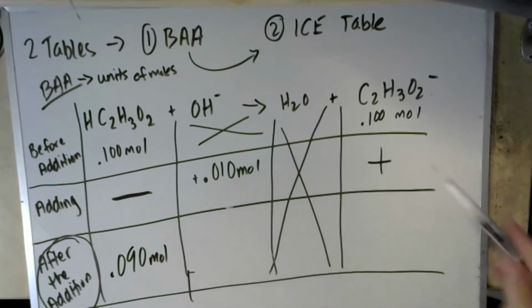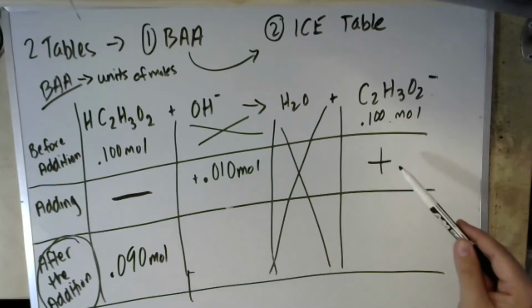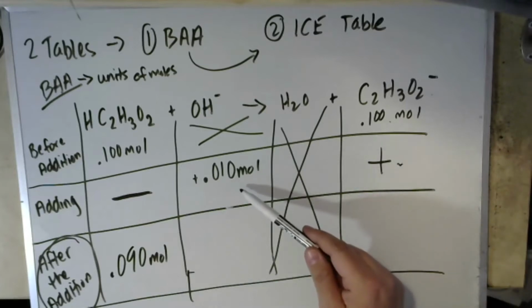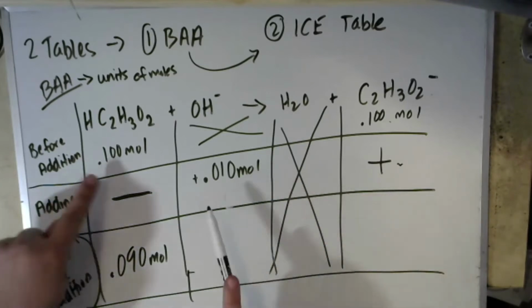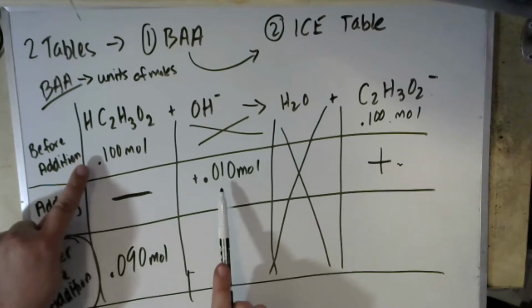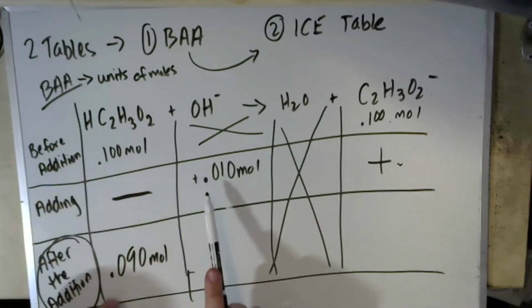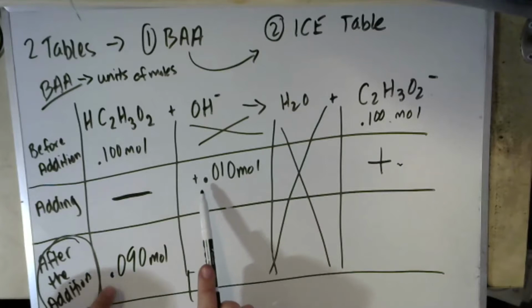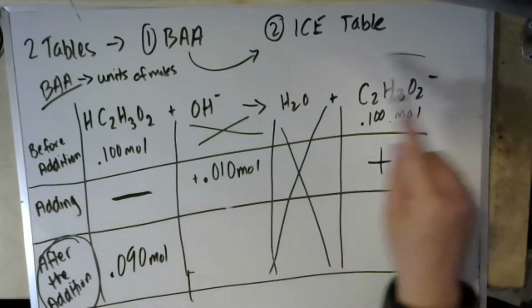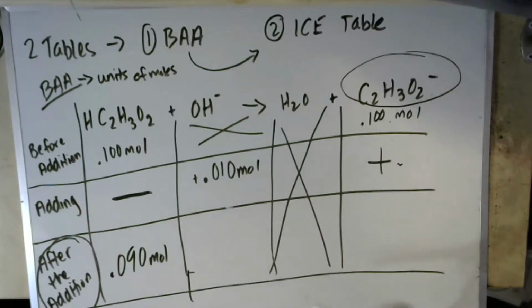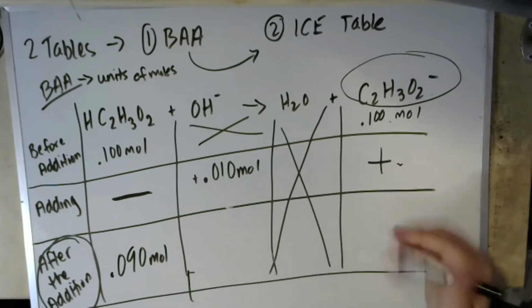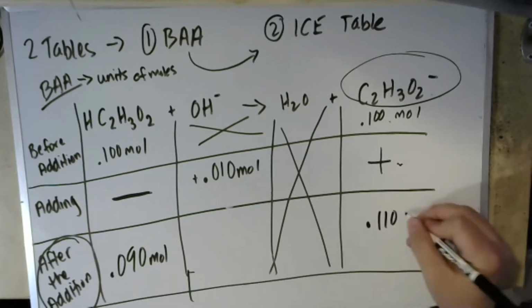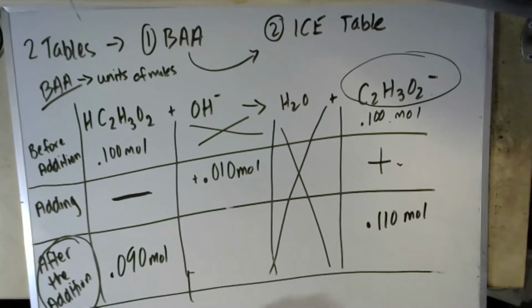I am going to look at my acetate ion and I'm going to add the amount of moles of hydroxide to that value. Because when my acetic acid and my hydroxide ion reacted and used up my acetic acid, the reaction that was occurring was the formation of this acetate ion. So as much hydroxide as I added, that's how much acetate I formed. So now I have 0.110 moles of it. And I have no hydroxide ion left. I used it all up.